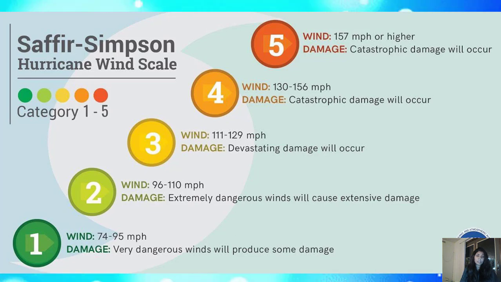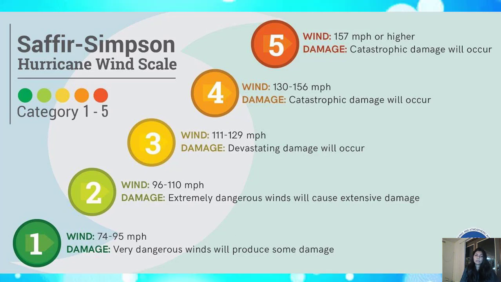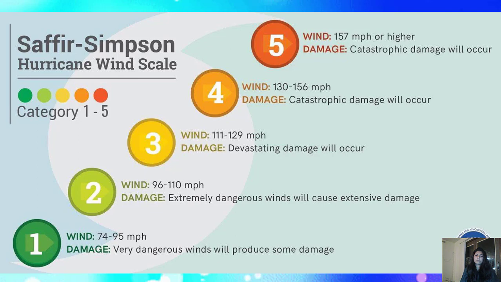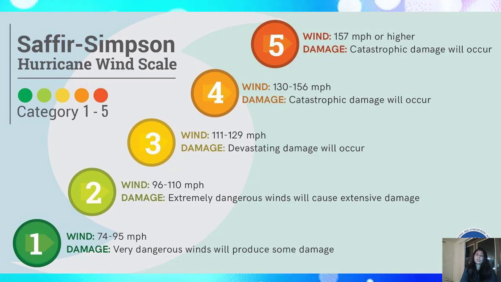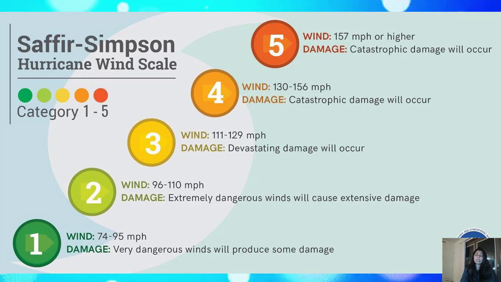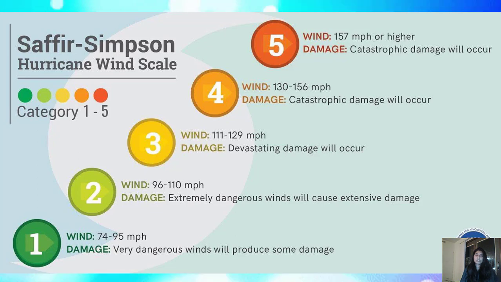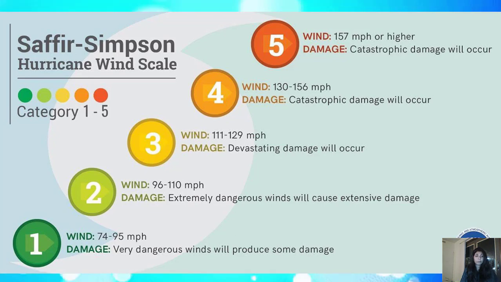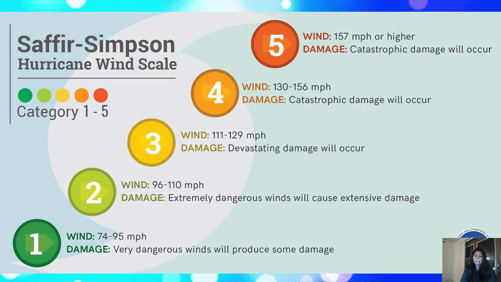So any hurricane that is seen in an ocean, depending on its wind speed, can be given a number from the Saffir-Simpson hurricane wind scale.